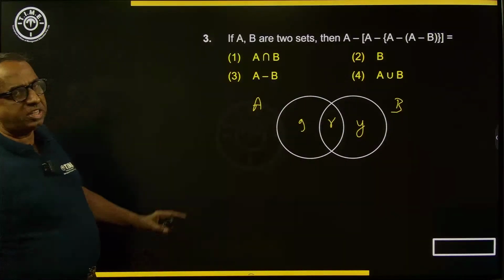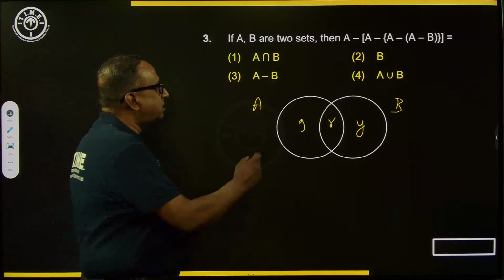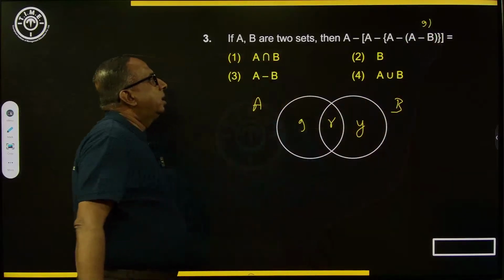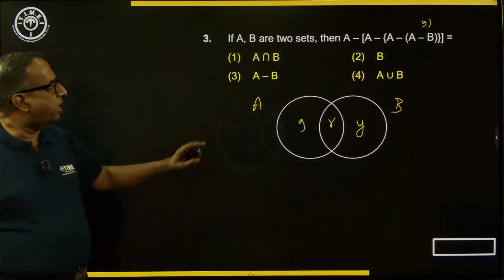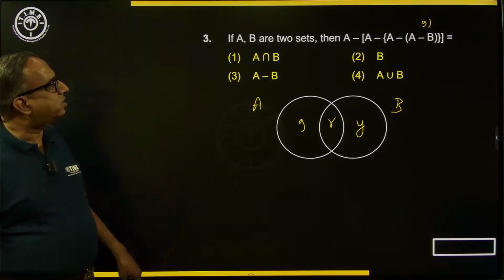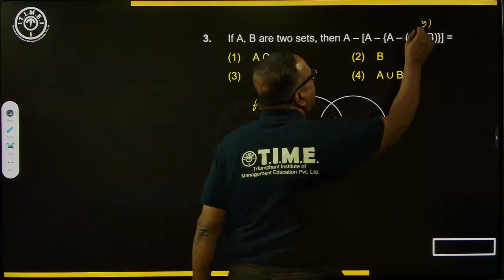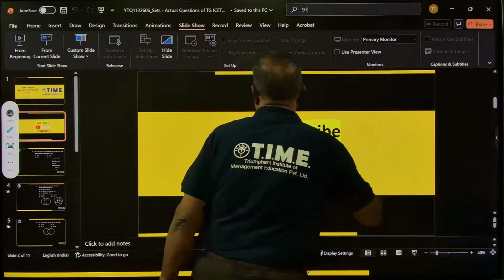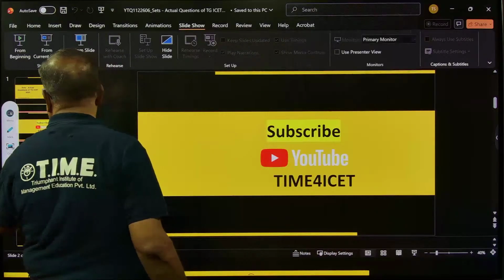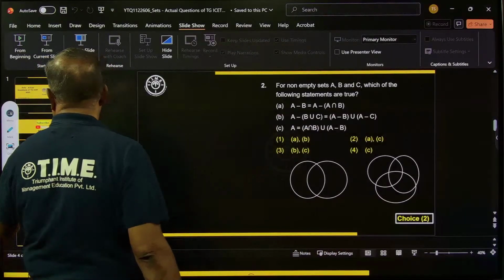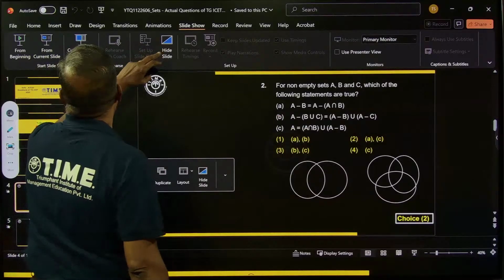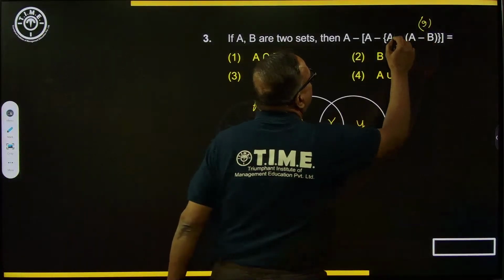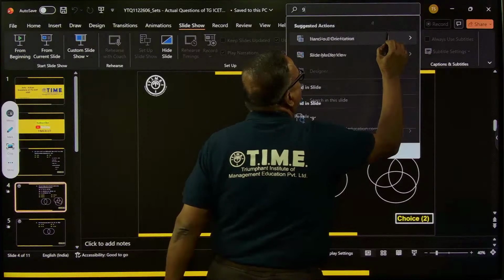So we will start with the innermost bracket. A minus B. What is A minus B? Green. A minus B anta otti green. What is A? Green, red. From green, red, sorry, what is happening?